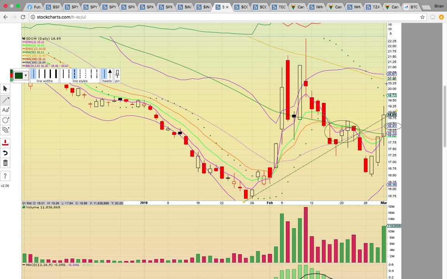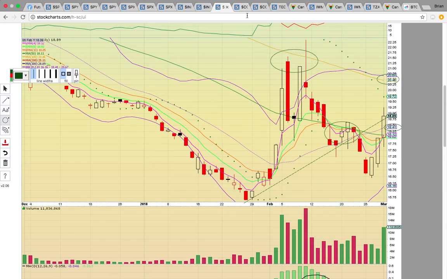So if it does hold that 18 support level and it breaks through 19 here, then what you're looking for is the 100-day simple moving average at 2046. That's the big level to break. You can see it was trying to hit that level on the past run, and so that'll be the next big target.